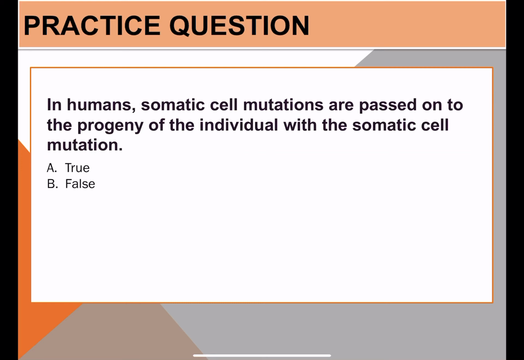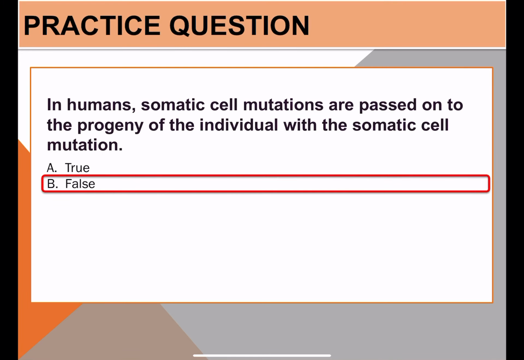In humans, somatic cell mutations are passed on to the progeny of the individual with somatic cell mutation. True or false? False. Okay, remember it is germline mutations that get passed on, not somatic cell mutations.